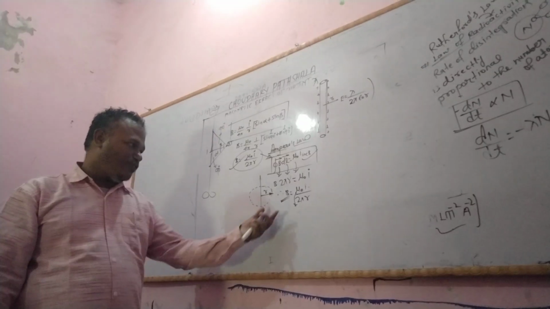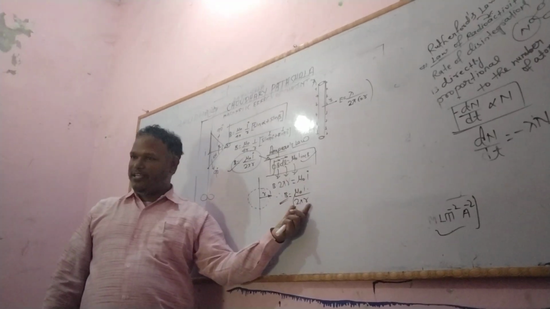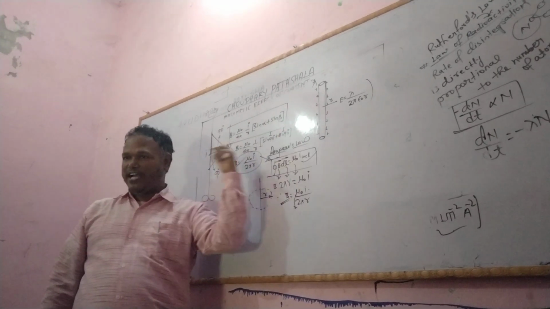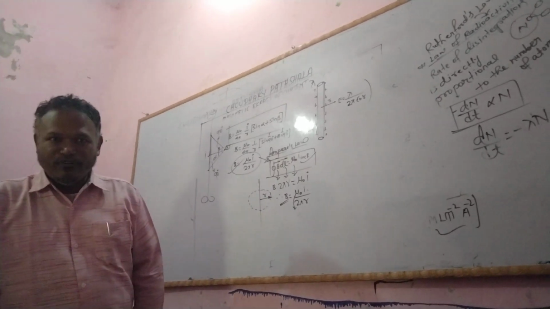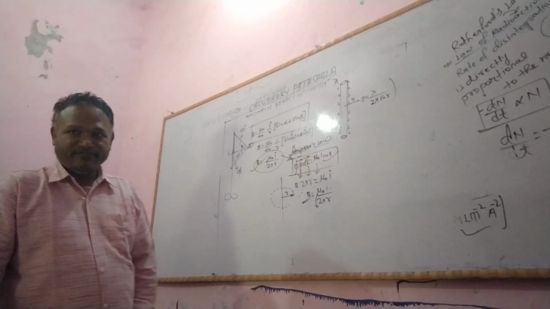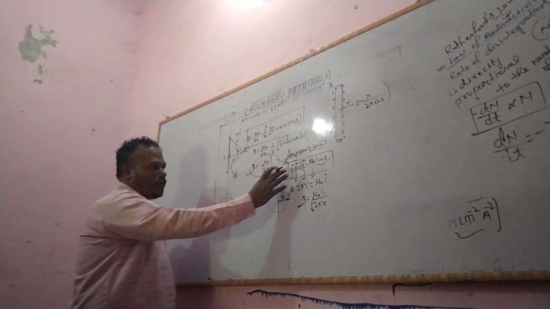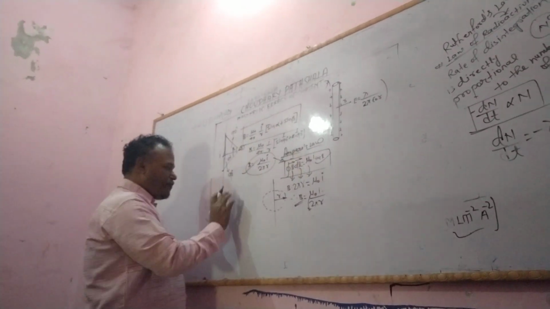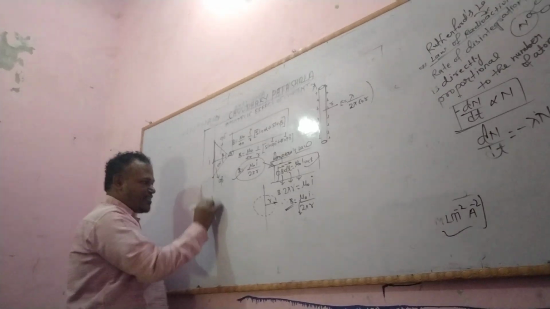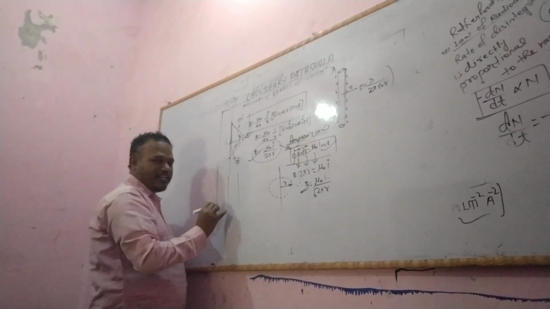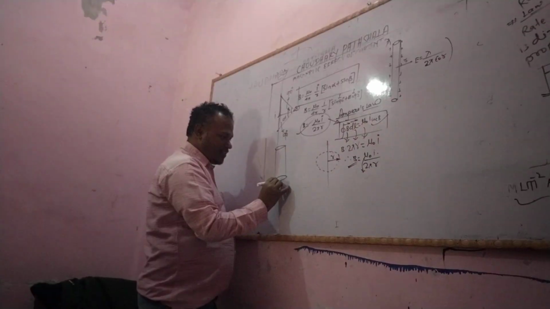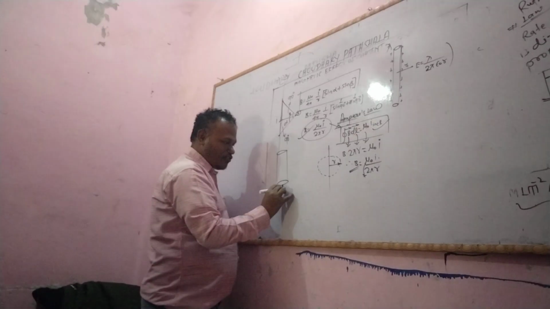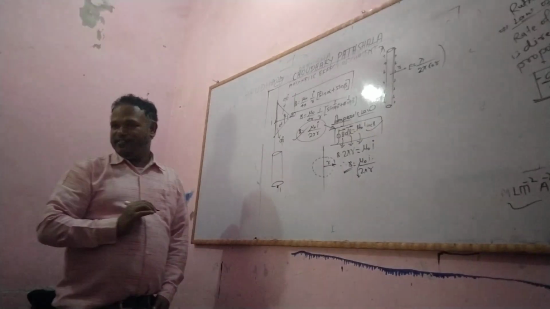And here the magnetic field is also mu naught I upon 2 pi r. So both results we can remember easily. Are you understanding? Now from this law, you can find the magnetic field inside the hollow cylinder that carries current I along its periphery.